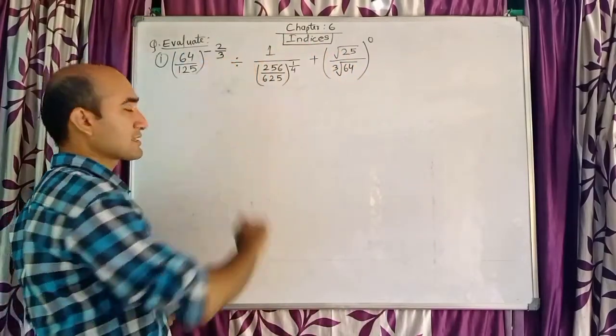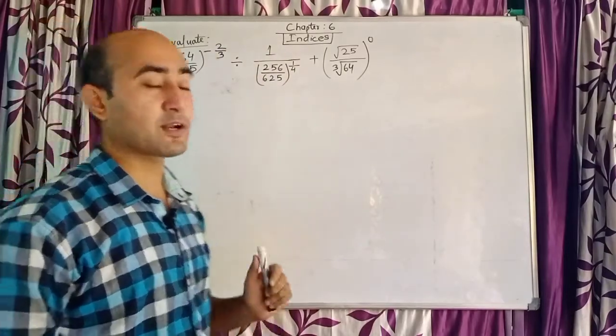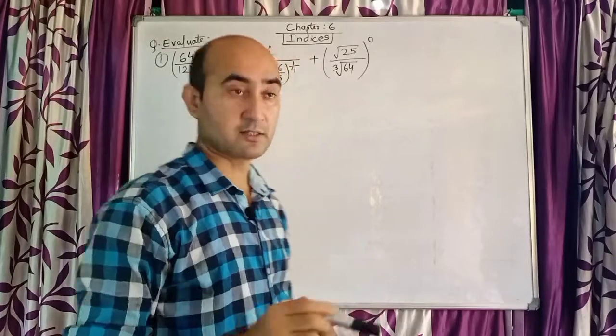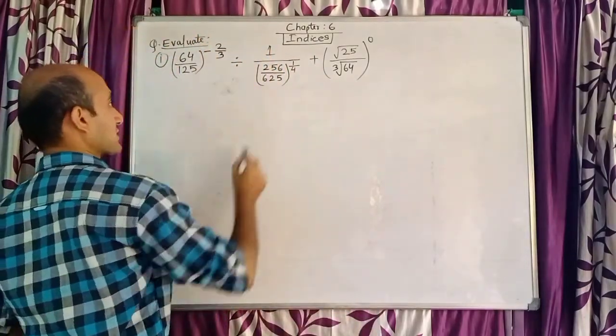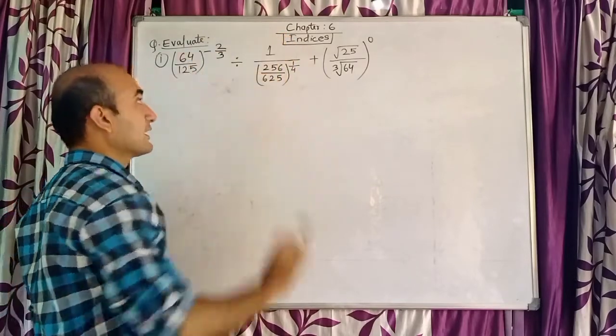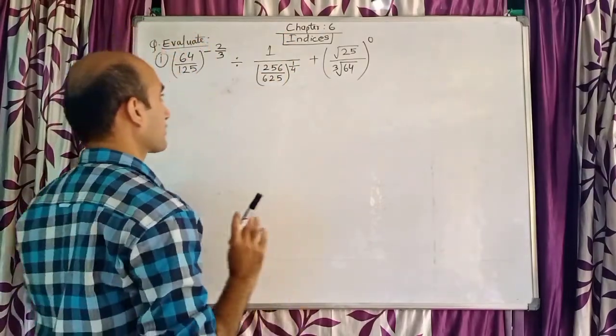Here we have a division symbol. As you all know, in the lower classes you have learned, when there is a division symbol and we make it multiplication, the denominator part will become numerator and the numerator part will become denominator. That is also a very important crucial thing.